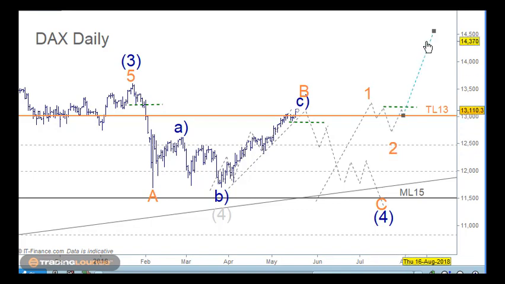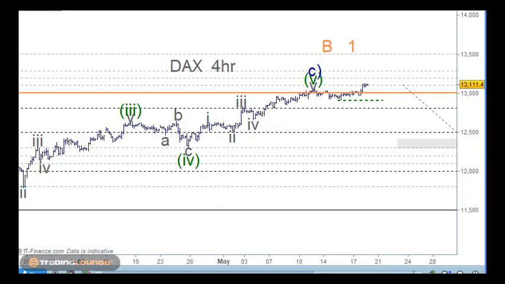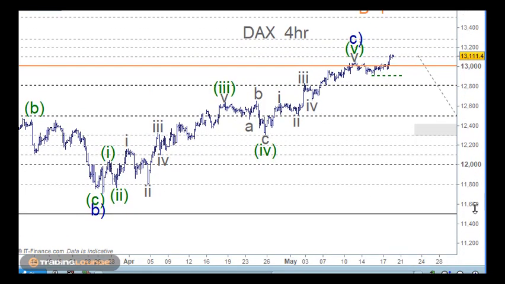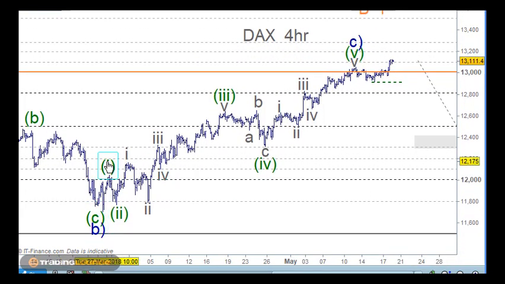So we still need to work that out, but our main purpose at the moment is to look at this structure here and looking for the ending of this structure. So after 5 waves, we can expect it to end. So on the 4-hour chart here, we're looking at this in terms of wave 1 and 2 here, wave 3 here, and wave 4 here, and wave 5 here.